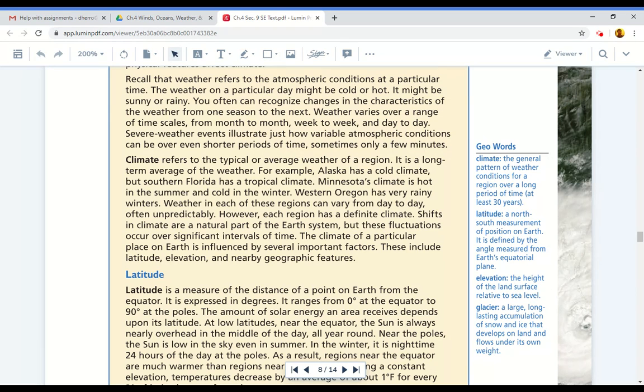Recall that weather refers to the atmospheric conditions at a particular time. The weather on a particular day might be cold or hot. It might be sunny or rainy. You often can recognize changes in the characteristics of the weather from one season to the next. Weather varies over a range of time scales from month to month, week to week, and day to day. Severe weather events illustrate just how variable atmospheric conditions can be over even shorter periods of time, sometimes only a few minutes.